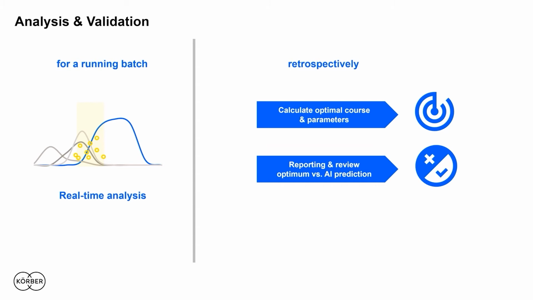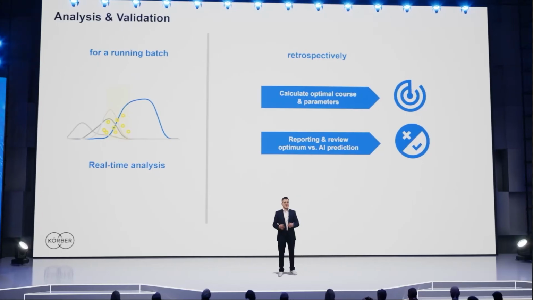What other functionalities can the software provide to you? First, while the batch is running, we apply real-time analysis. That means that we compare the prediction we made in the process against limits you earlier defined. For example, if parameters are out of spec. And after the batch is finished, the optimal course and parameters can be calculated. And then, in hindsight, we evaluate the optimum with the prediction of the AI, and that way we can learn from the past.